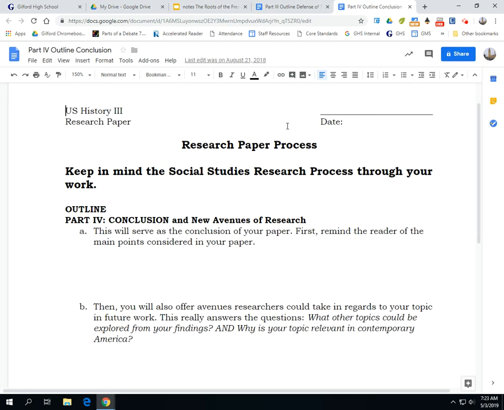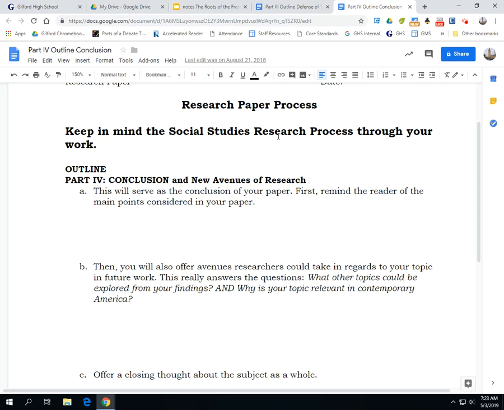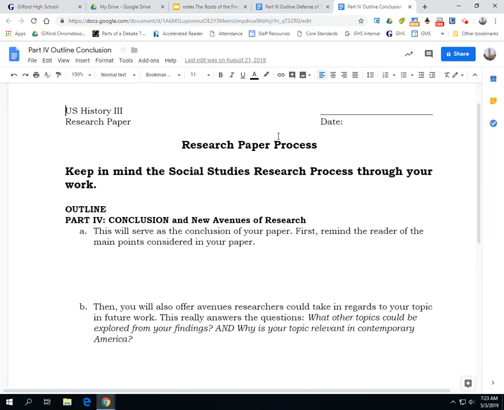Part 4. So briefly, I'm including both of these parts as the end because this is really the conclusion. Your research paper, as you create it, has to have relevance and has to have some form of importance.